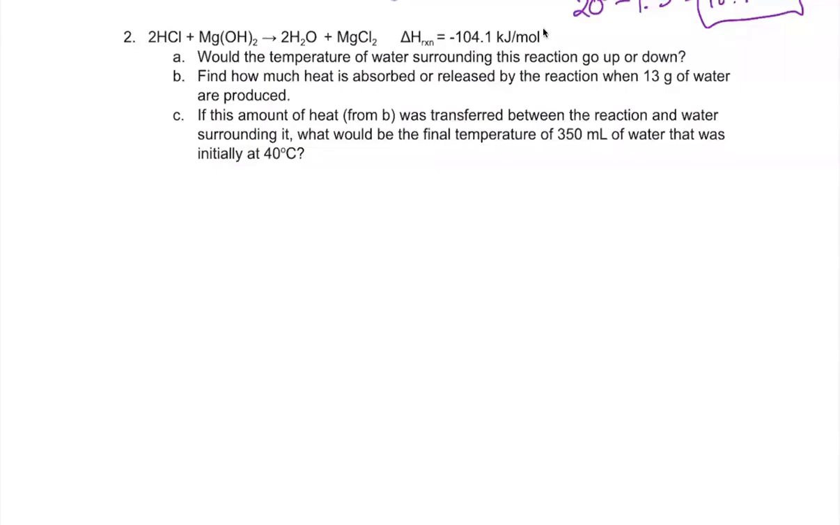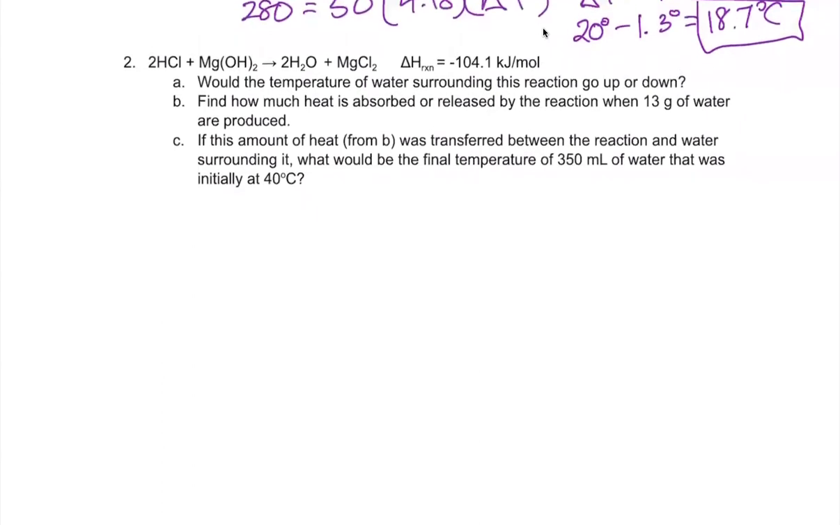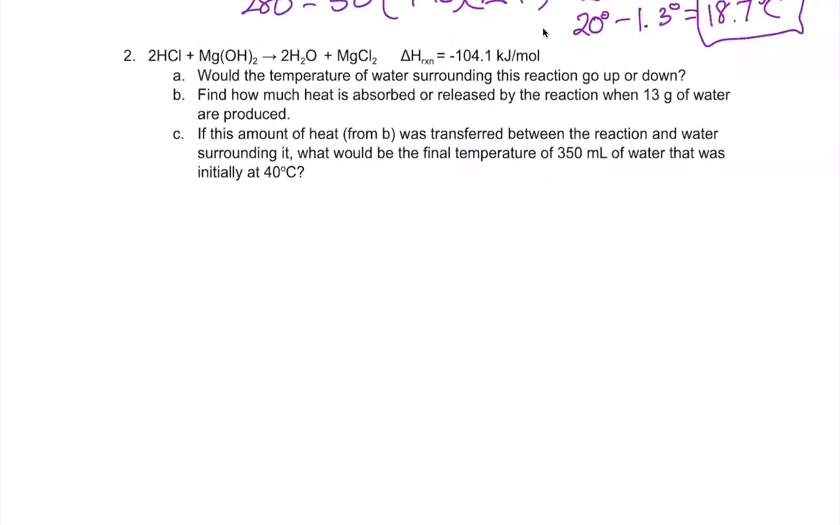Number 2, we have another reaction that we're given a delta H reaction for. This reaction is exothermic. So I know the temperature of the surrounding water is going to go up. Again, that's something you need to memorize. Okay, for B, how much heat is absorbed or released when 13 grams of water are produced?